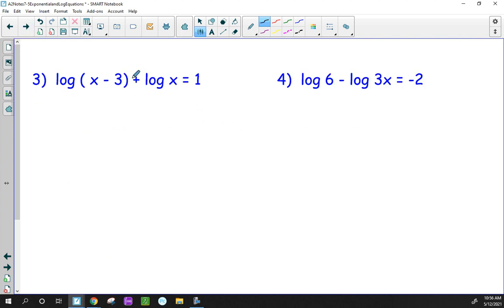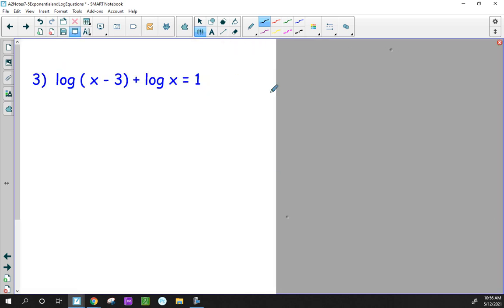Okay, sometimes they'll give you multiple log expressions in the problem, and so let's take a look at number 3. We have log base 10 of the quantity x minus 3 plus log base 10 of x is equal to 1. And because I see the same base of 10, and I see a plus sign, I'm allowed to use the product property, which means I need to condense this down to 1 log.